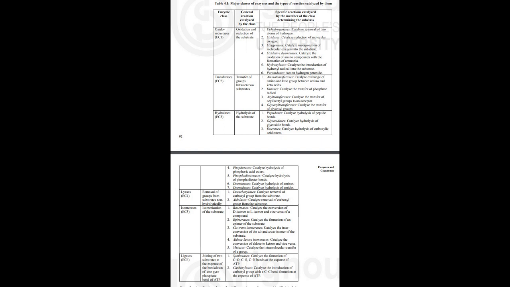Look at the screen for the classification above. The different classes of enzymes identified include oxidoreductases, transferases, hydrolases, lyases, isomerases and ligases. Let's get to know more about them and their nomenclature. Oxidoreductases. To this group, EC 1, belong all enzymes catalyzing oxidation-reduction reactions.